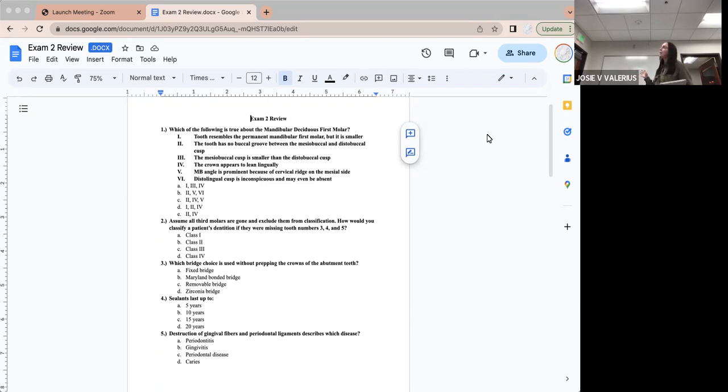Okay, number 3, which bridge choice is used without prepping the crowns of the abutment teeth? Do you guys know what the abutment teeth are? The two that the bridge is attached to, right? Yeah, the tooth that the bridge fuses to. It's a Maryland bridge, right? Yeah, the Maryland bridge is the one where you don't have to drill the abutment teeth at all. You can just fuse it on.